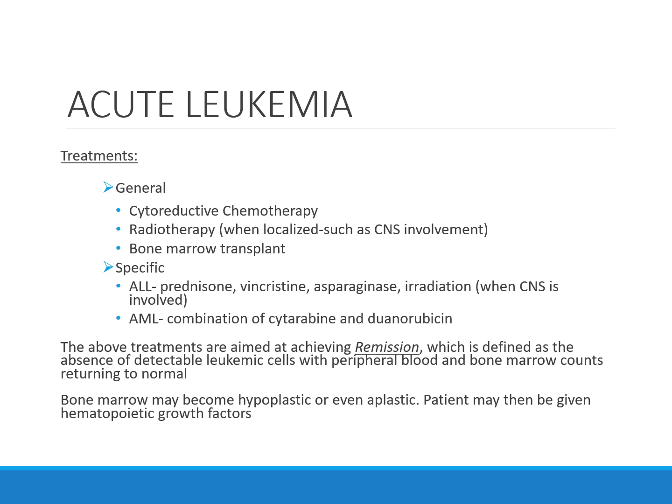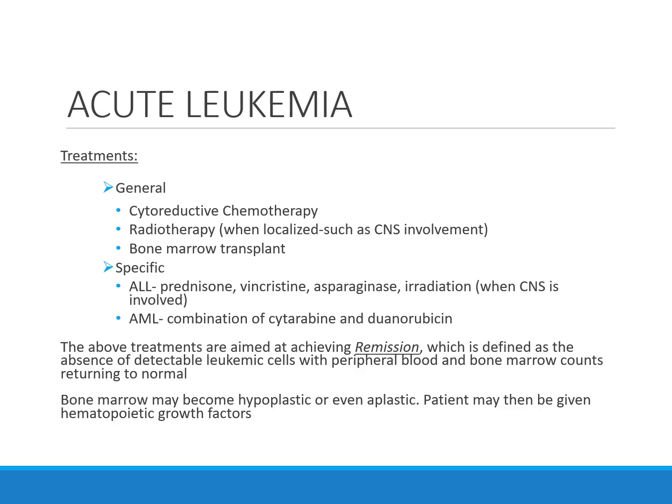So the above treatments are aimed at achieving remission. And we define remission as the absence of detectable leukemic cells with peripheral blood and bone marrow counts returning to normal. Bone marrow may become hypoplastic or even aplastic.